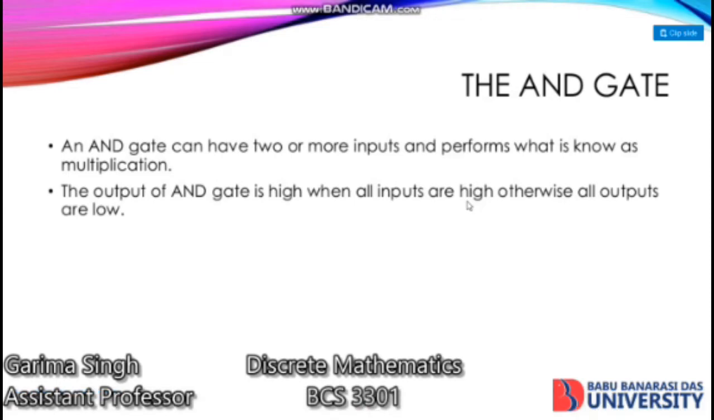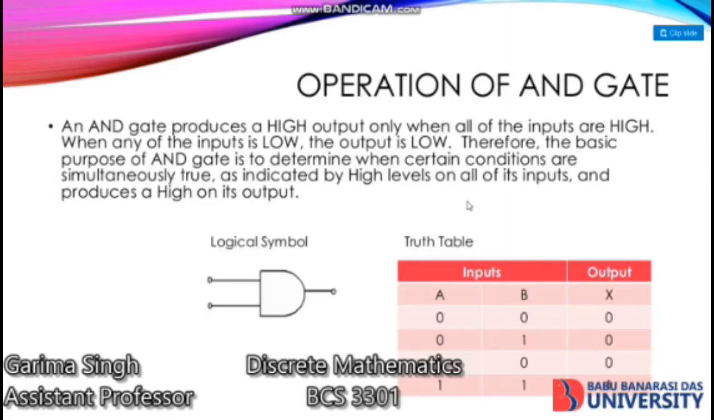And now the AND gate. The AND gate can have two or more inputs and performs what is known as multiplication. The output of an AND gate is high when all the inputs are high, otherwise the output is low. And this is the operation of the AND gate. An AND gate produces a high output only when all the inputs are high. When any of the inputs is low, the output is low.